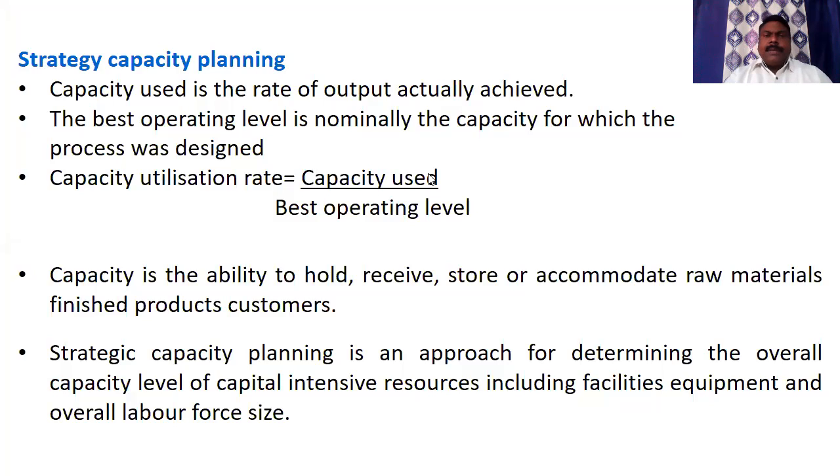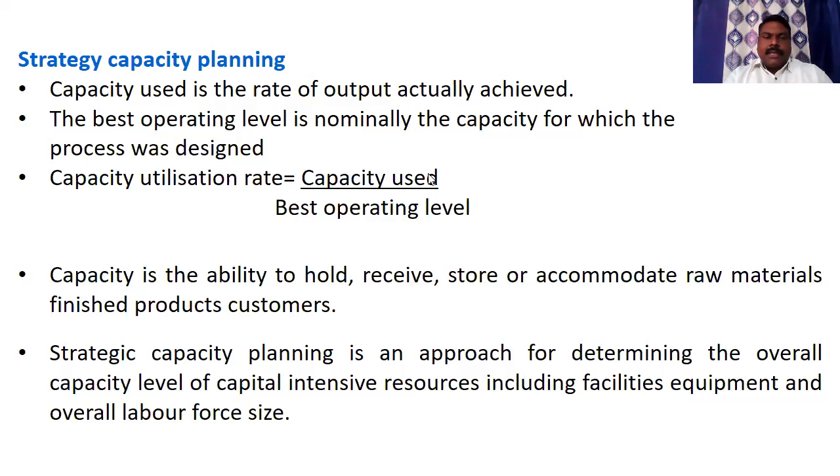If you look in your syllabus, you will see only one word, capacity planning. But in depth we are going to see how, because planning is a must. Strategy: how strategically you can do planning. Capacity used is the rate of output actually achieved. The best operating level is normally the capacity for which the process was designed. Basic operating level means minimum to maximum, how much we are going to produce, that we need to know.